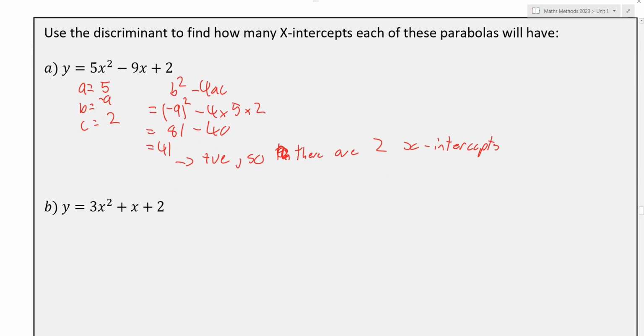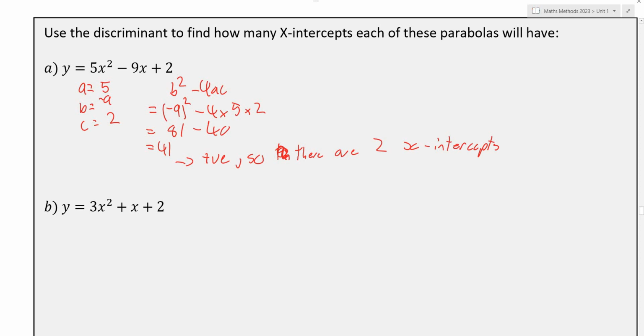Okay, questions, comments, concerns. So plus V positive. So because it's positive, there's 2 answers. So if your discriminant is positive, there's 2 answers. If it's 0, there's 1 answer. If it's negative, there's no answers.